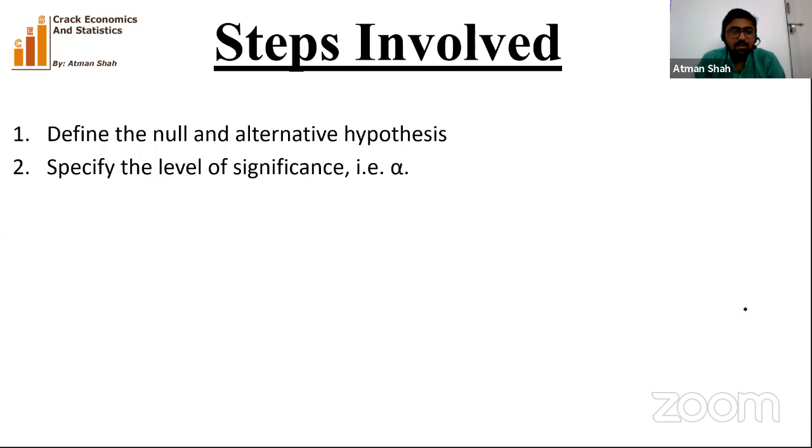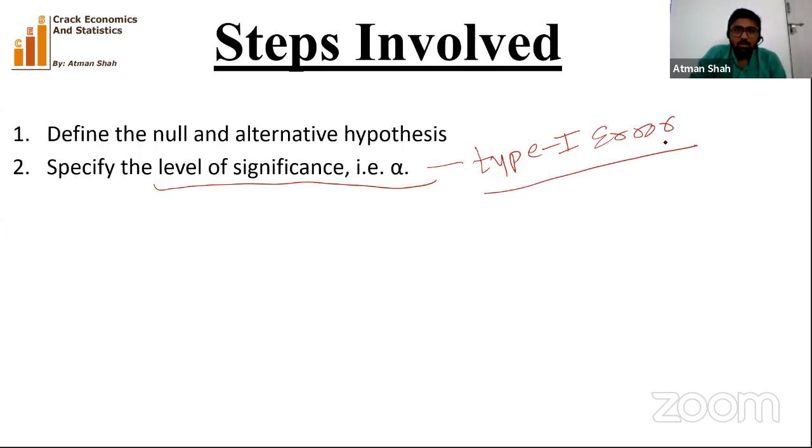hypothesis. The second step is to specify the level of significance, which is denoted by alpha, and this is also known as type 1 error, right? So we specify the level of significance. That is the second step. You can also find the videos on alpha, level of significance, p-value, the relationship between alpha and p-value on our YouTube channel. Third step, perform the test in SPSS.